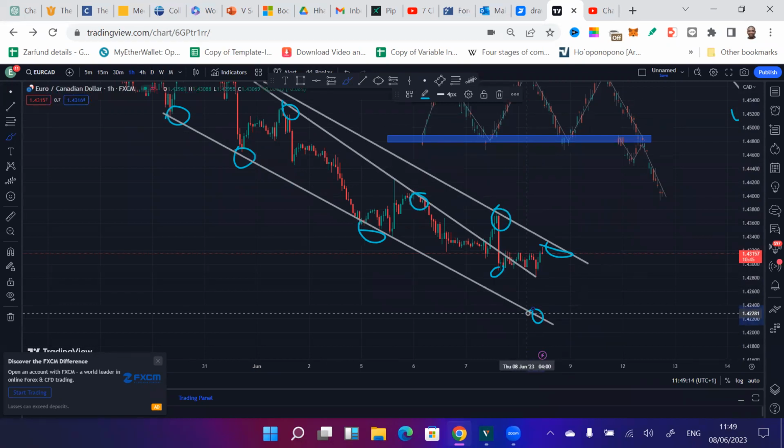But if that doesn't happen and price starts to go up from here, once price moves away from this area, we see that there's a potential change in trend. So that's why we use trend lines.